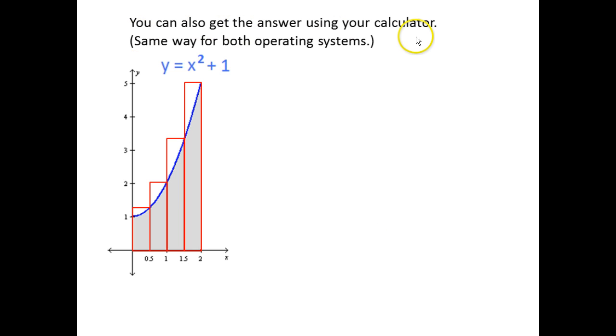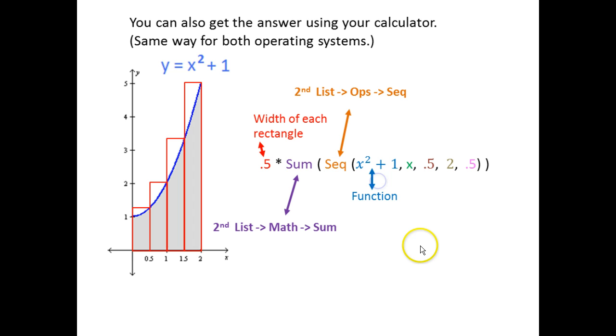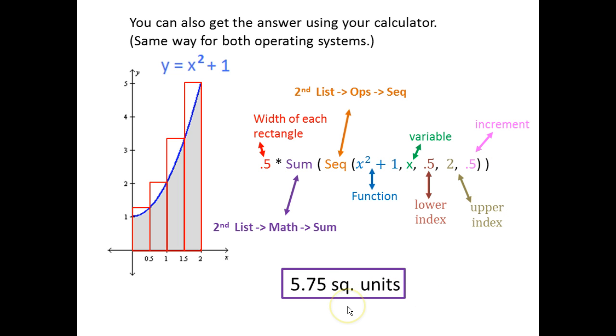You could also do this on your calculator. 0.5 once again is the width of each rectangle. Sum, sequence, the formula, the variable. Our first rectangle touched the curve at x equals 0.5. The last rectangle touched the curve at x equals 2, and then 0.5 is our width again. And that will give you 5.75 square units.